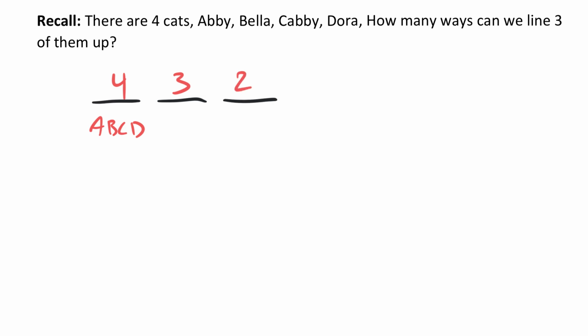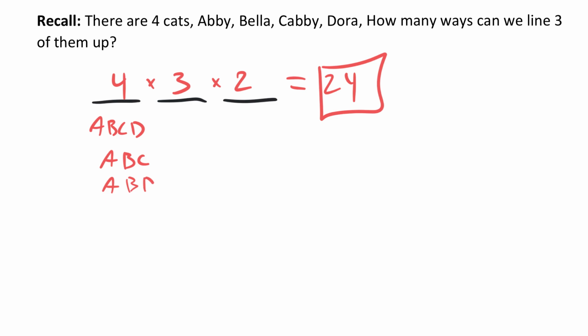Each cat takes a spot. Well, I guess not all the cats. One of them gets left out, but that's okay. Multiply these numbers, 4, 3, 2, and 4 times 3 times 2 gives 24. So if you have 4 cats and you're lining up 3 of them, there are a total of 24 ways of doing this. And if you started writing them out, you would have ABC or ABD. You could have maybe ACB or maybe CBA. There's all sorts of ways we could do this.